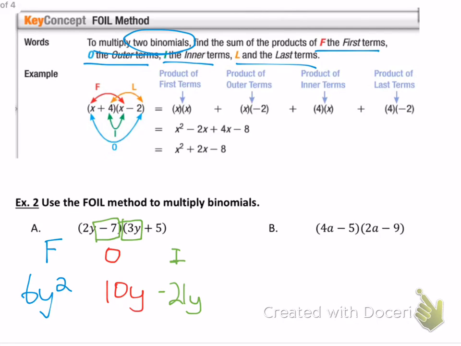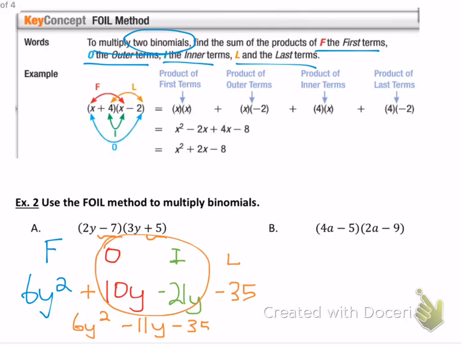And then I'm going to multiply my last terms of each group. And the last terms are -7 times a +5, and so that gives me a -35. And then again, I'm going to combine any like terms, and actually this should be a +10y. And I'm going to tell you this, that my outer and inner terms will always be like terms. Always. And so I will get a 6y squared minus 11y minus 35. And so that's the FOIL method of how to multiply binomials.